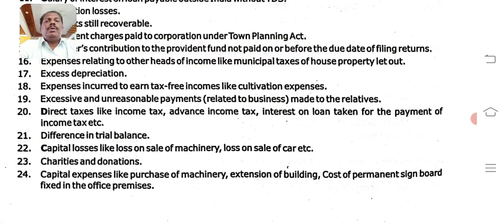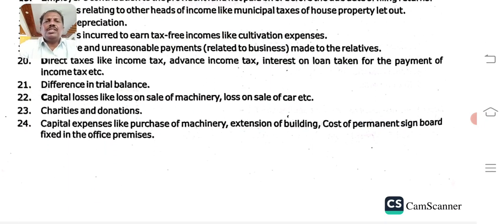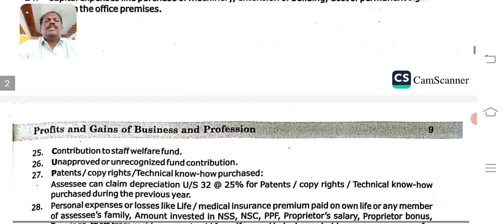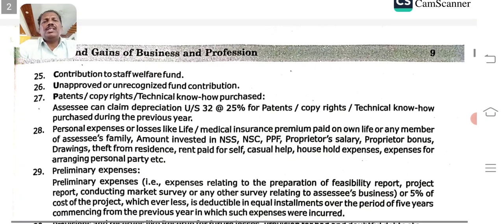interest on loan taken for the payment of income tax, even differences in trial balance, capital losses like loss on sale of machinery, loss on sale of car, even charities and donation, capital expenditure like purchase of machinery, extension of building, cost of permanent signboard fixed in the office premises, contribution to staff welfare fund, unapproved or unrecognized fund contribution, patents, copyrights, technical know-how purchased, assessee can claim depreciation under section 32 at 25% for the patents, copyrights, technical know-how purchased during the previous year.